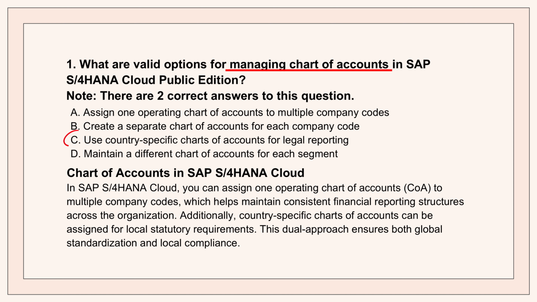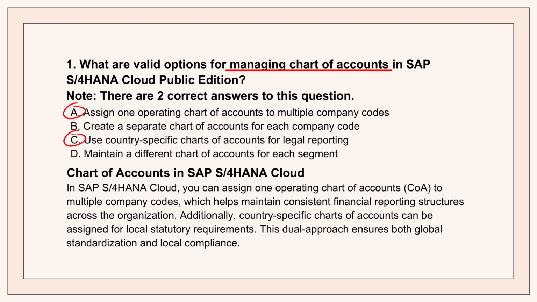But then you've got all those different countries with their own specific legal requirements, tax laws. How do you handle that? And that's precisely where the second correct answer, C, comes in. The country-specific charts of accounts, or local charts as they're often called. These let you meet all those diverse legal and regulatory needs without messing up your standardized operating chart. Think of it like a translation layer.